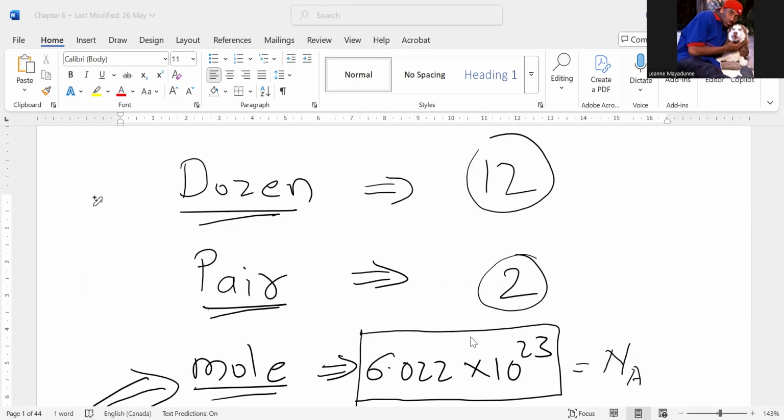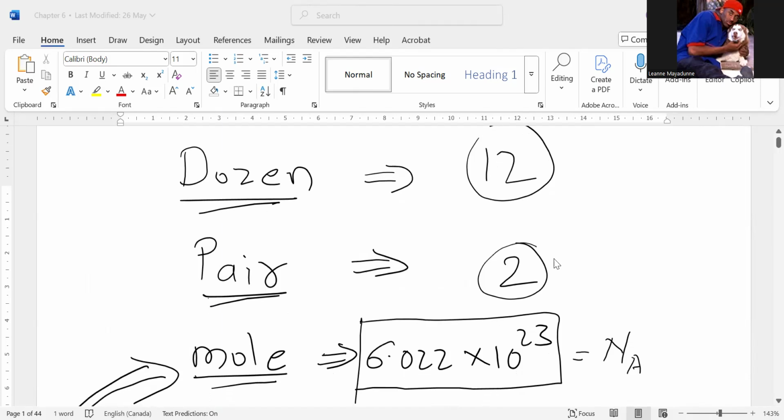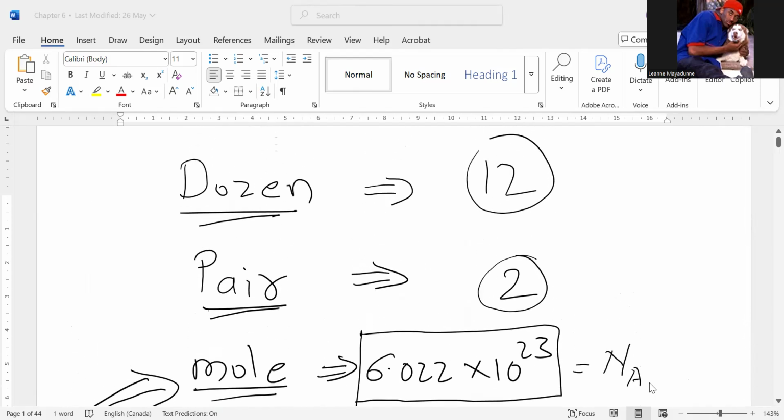Can you copy this down? And did you mention NA is Avogadro's number? NA is called Avogadro's number. So that's done.